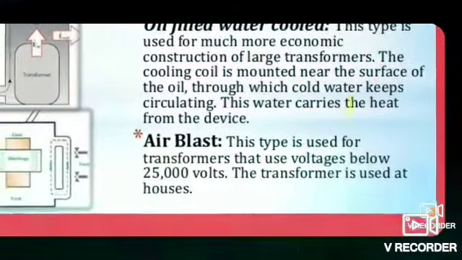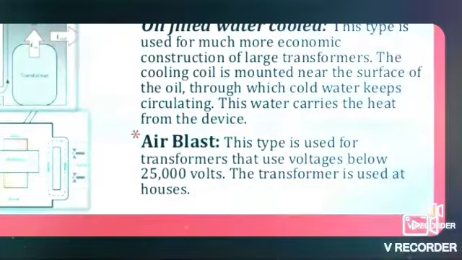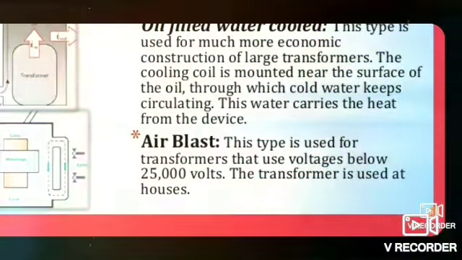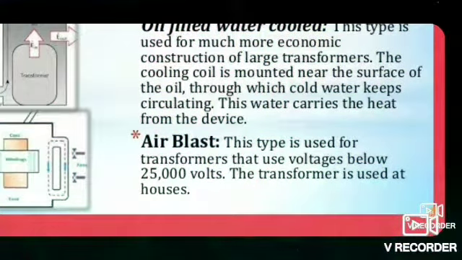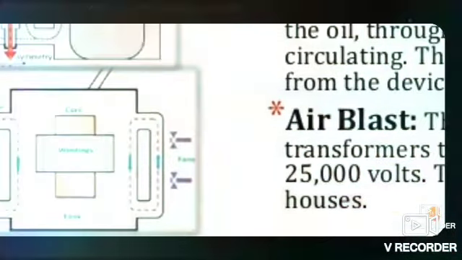Then air blast. This type is used for transformers that use voltages below 25,000 volts. The transformer is used at houses. See, it is the air blast transformer.